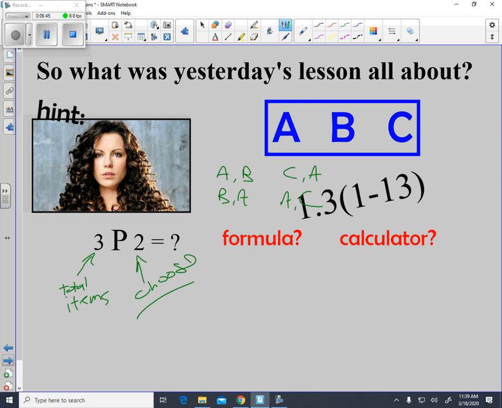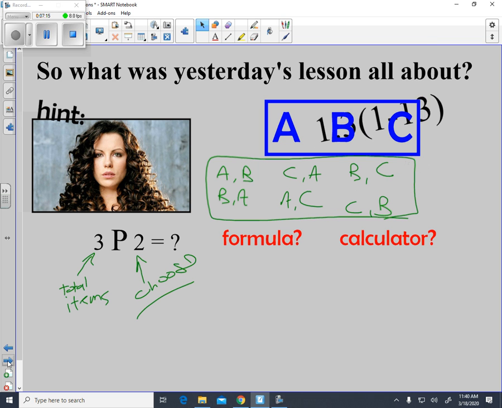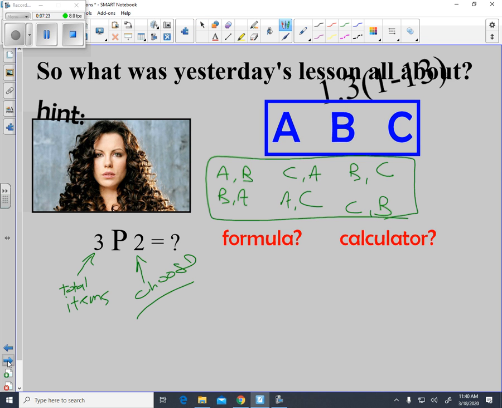So I started my sample space right here. I could choose A and B, or B and A, or C and A, or A and C, or what's left? Would B and C be an option, or C and B be an option? Sorry for writing right over top of this, I'm feeling right now that there's 6 permutations, but let's try the formula just as a quick review.